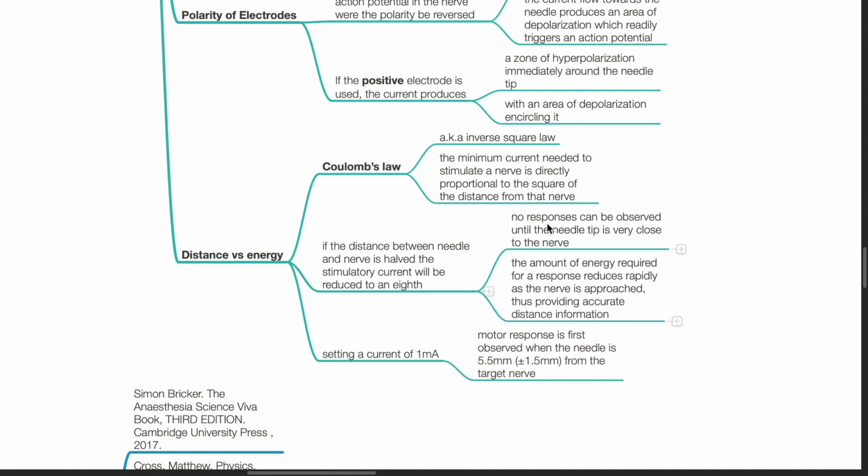No responses can be observed until the needle tip is very close to the nerve. The amount of energy required for a response reduces rapidly as the nerve is approached, thus providing accurate distance information. At a current of 1 milliamp, motor response is first observed when the needle is 5.5 millimeters plus or minus 1.5 millimeters from the target nerve.